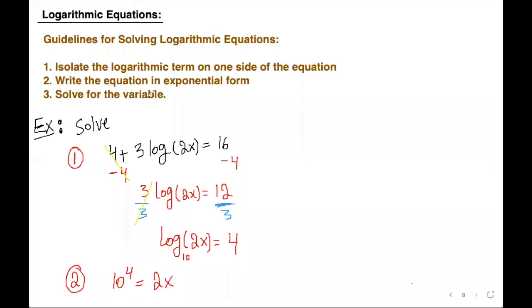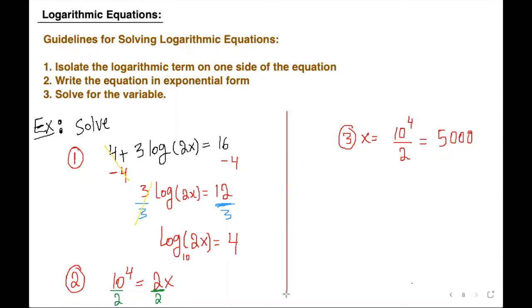Third step, solve for the variable. How can I solve for x only? Divide by 2. So I divide by 2 and get x equals 10 to the 4 over 2. What is that equal? This is 10,000 over 2, which is 5,000. So the answer x is 5,000. Any question?